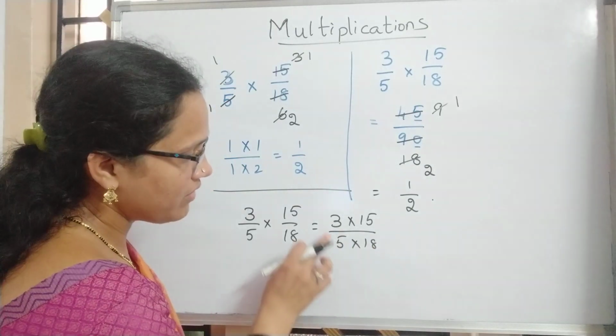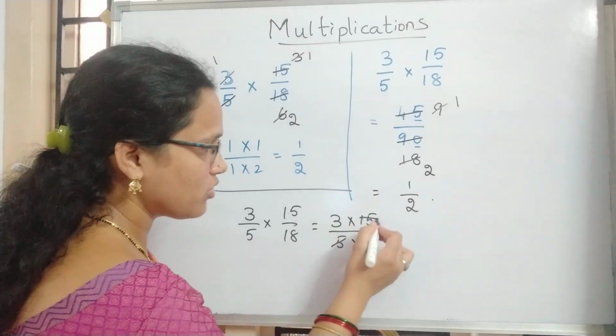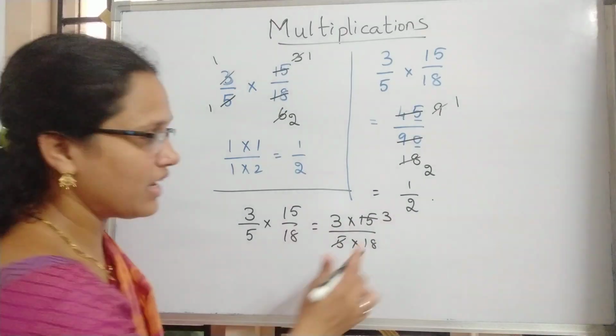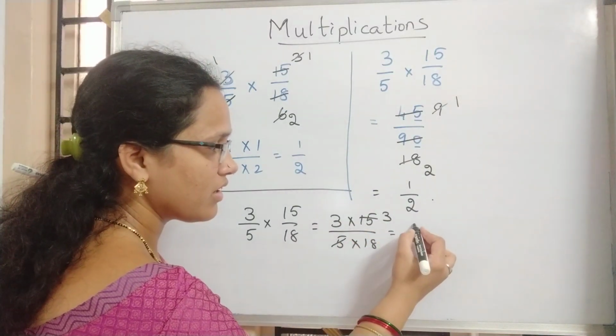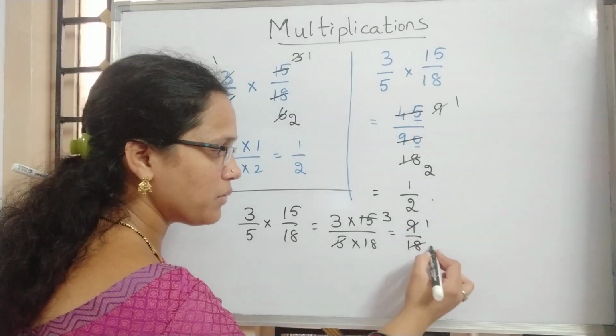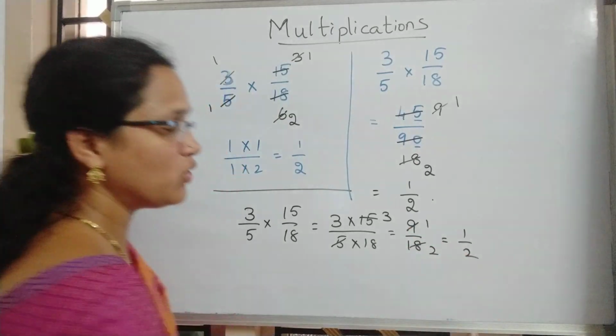Now see, 5 will go into 15, yes, one time it will go, so 3 times. First write that. So next, 3 3s are 9. Now what remains here? 9 by 18. So this will cancel one time and this will cancel two times. So 1 by 2.